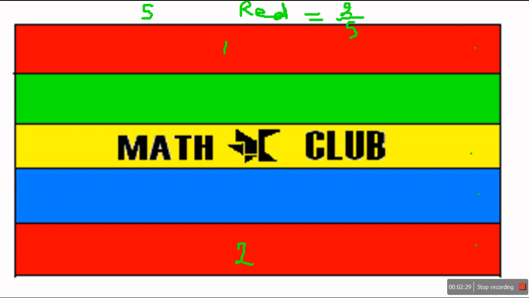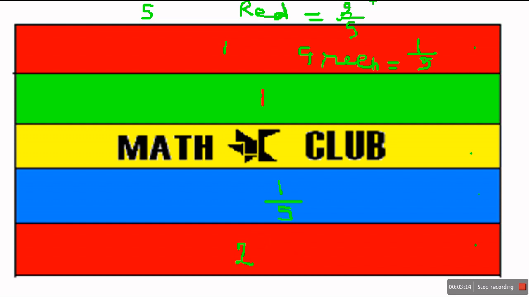Similarly, for the green strip, you will find 1 strip is green out of a total of 5 strips. So the fraction of green strip is 1 upon 5. Similarly, this sky blue strip is 1, and total strips are 5. So this strip is 1 upon 5.